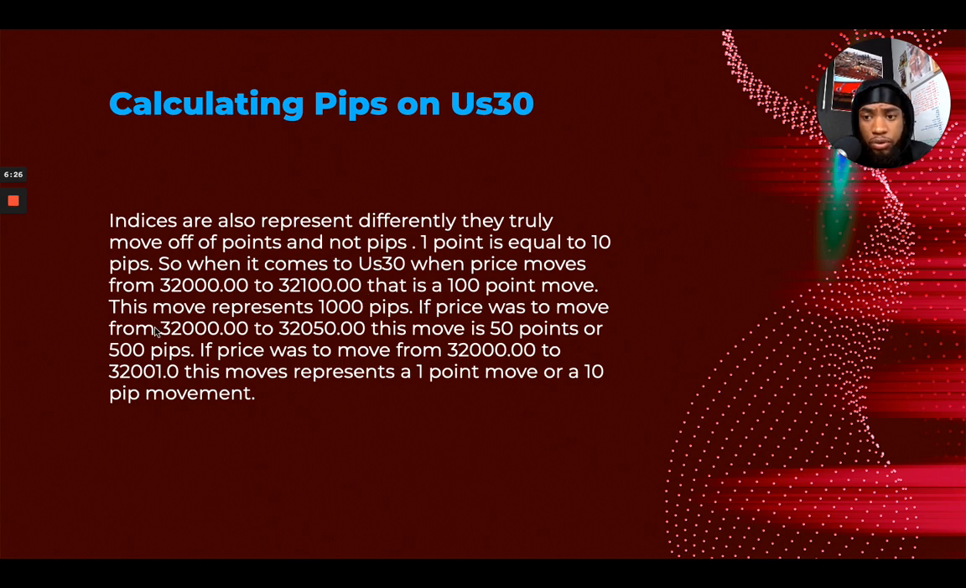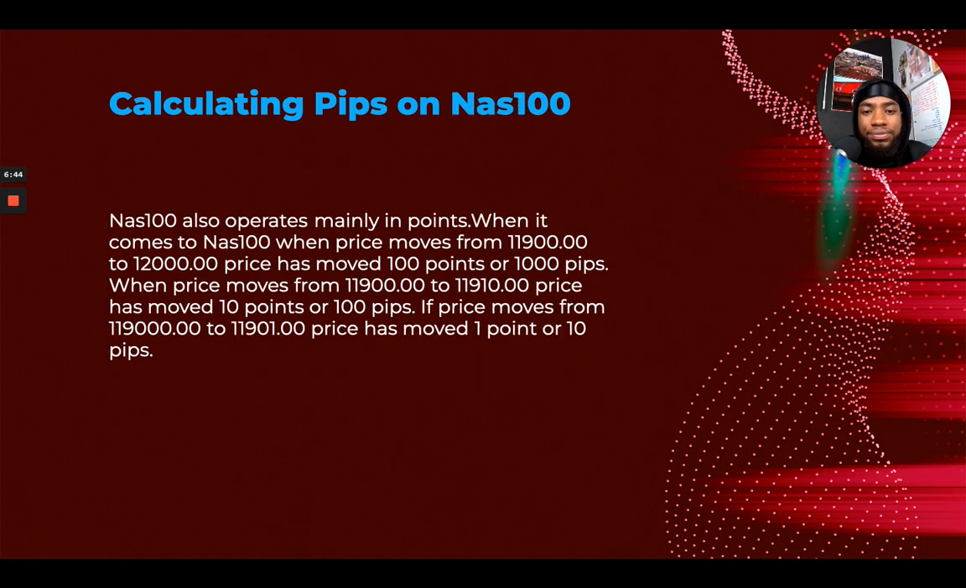If price was to move from 32000.0 to 32050.0, this move is actually 50 points or a 500 pip move. If price was to move from 32000.0 to 32001.0, this move represents a 1 point move or 10 pips.